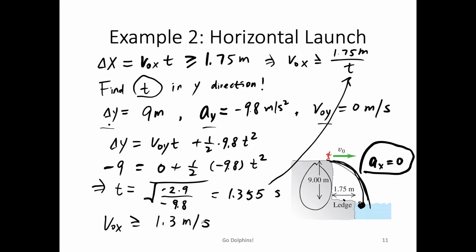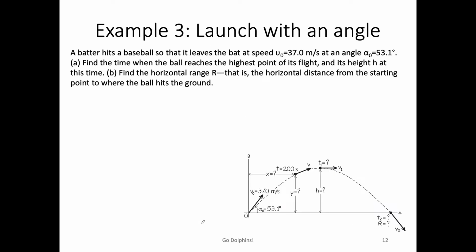So its velocity has to be at least 1.3 meters per second. Okay, now let's try another example. This time the ball is launched with an initial velocity not pointing in the x direction, but at an angle relative to the x direction.